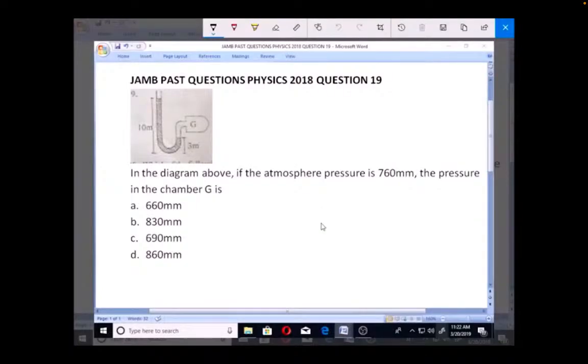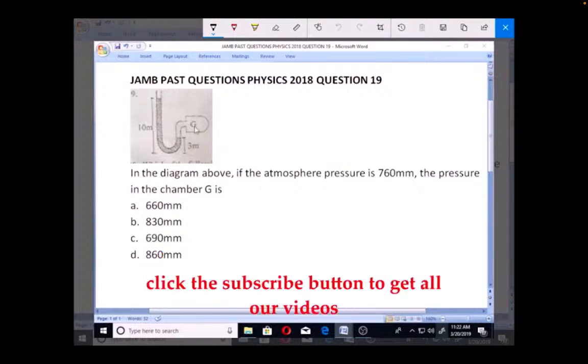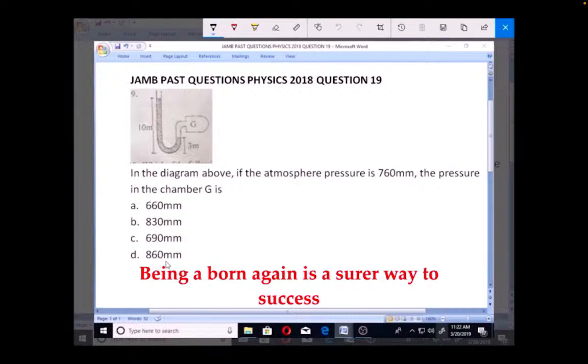Let's look at this question number 19 for JAMB Past Question Physics 2018. In the diagram above, if the atmospheric pressure is 760 millimeters, the pressure in the chamber G is A, 660 millimeters, B, 830 millimeters, C, 690 millimeters, D, 860 millimeters. So how do we go about solving this?